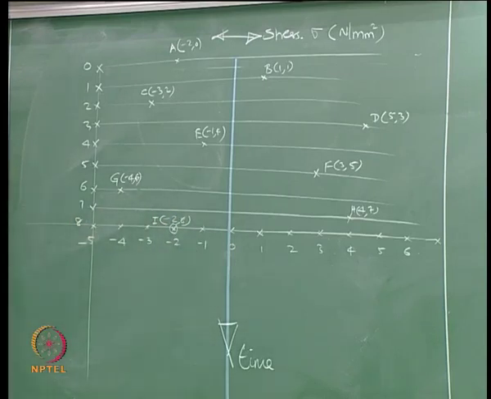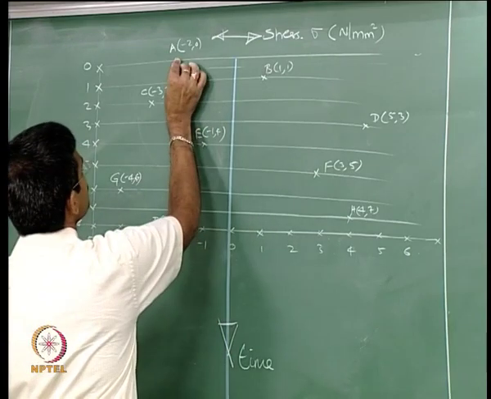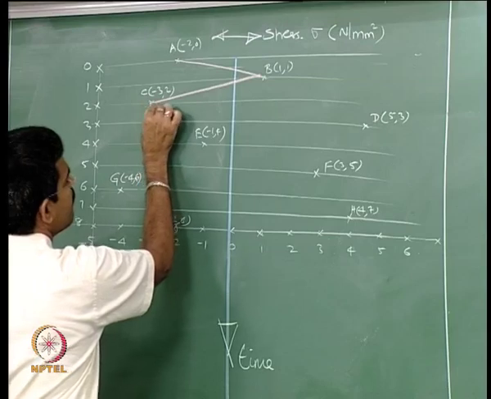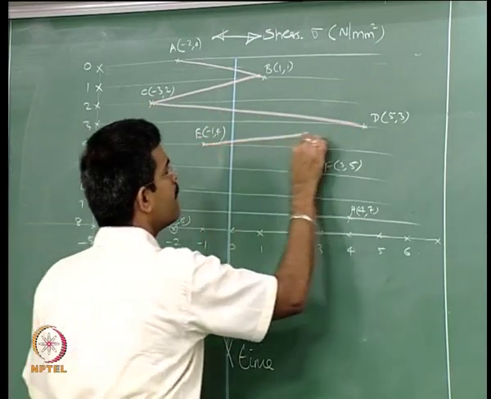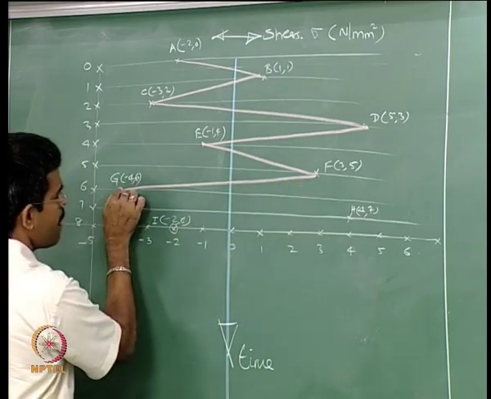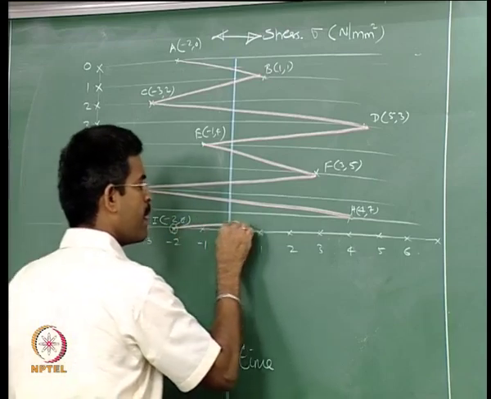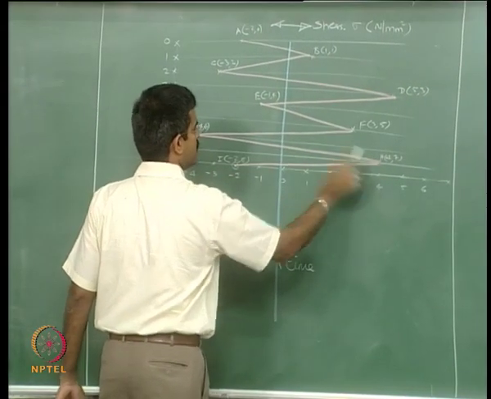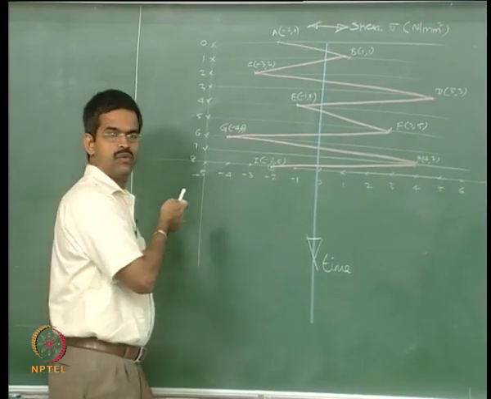So, these are my stress points, peaks and valleys. Let me join this. This is my stress time history. So, I get my stress time history, in which these are my peaks and these are my troughs, because they are negative values, or valleys.